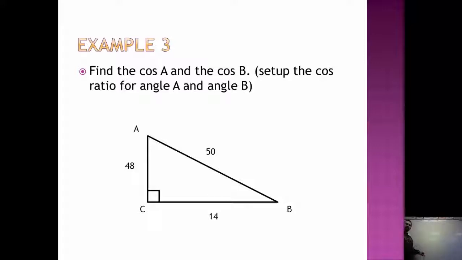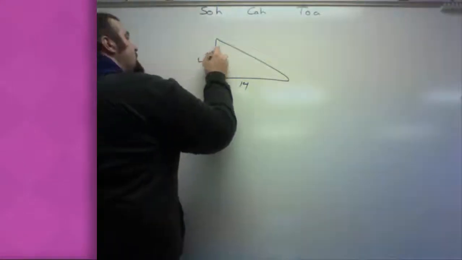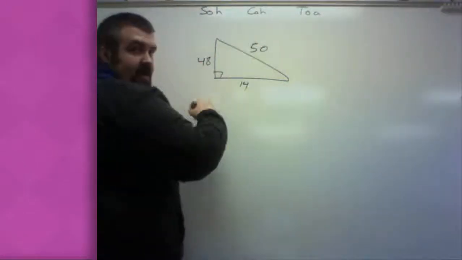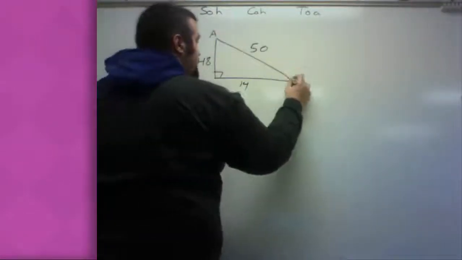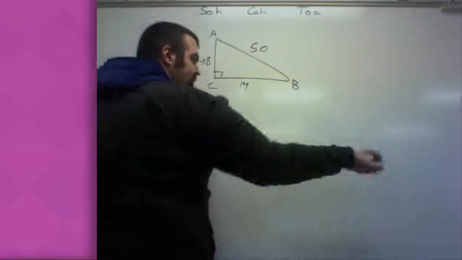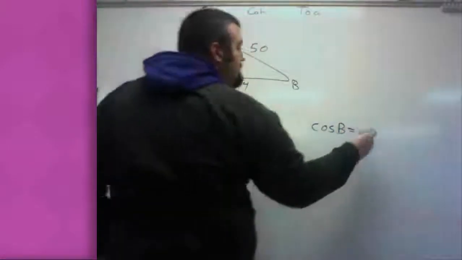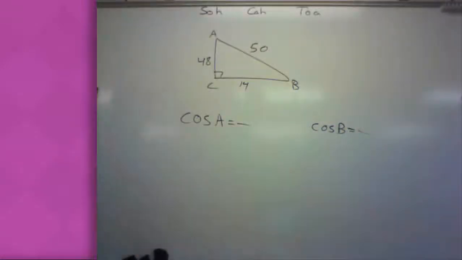Find the cosine of A and cosine of B. So we're just getting practice setting up the ratio. They give me a right triangle, 14, 48, and 50. They say A is the top angle up here, B is this one over here, and C is right here. They say, what's the cosine of A equal to, and what's the cosine of B equal to? So basically, find me their ratios.